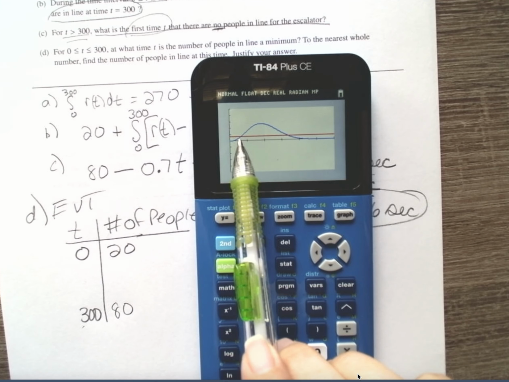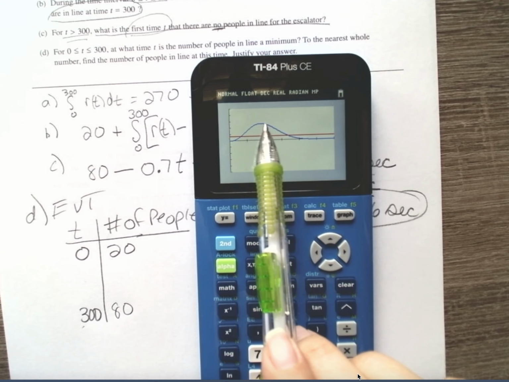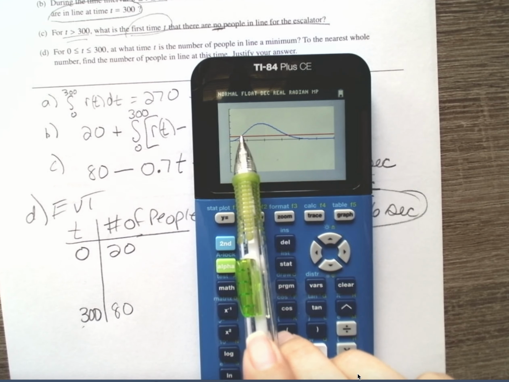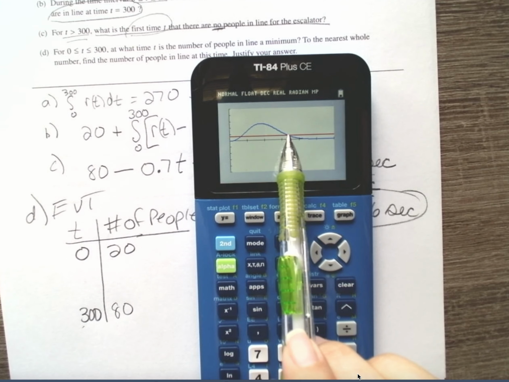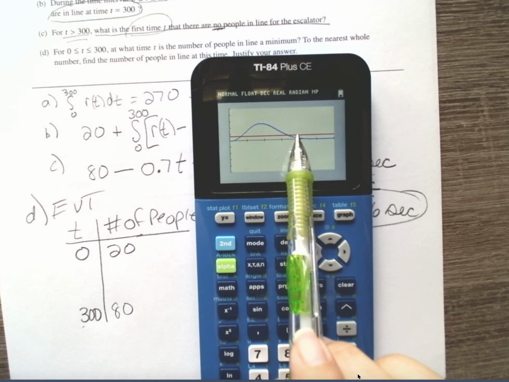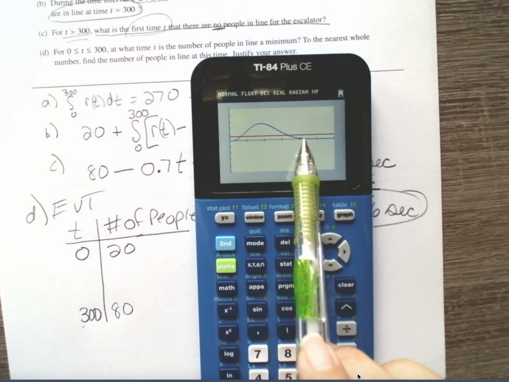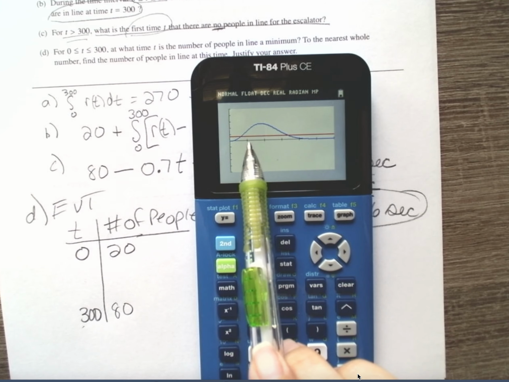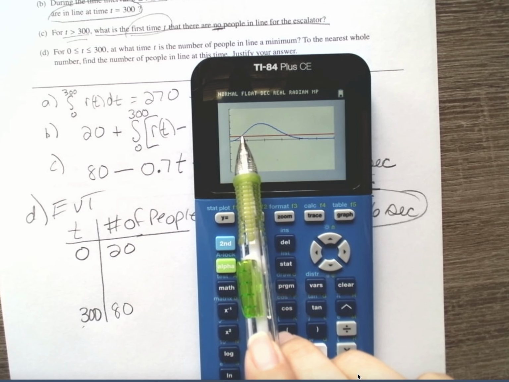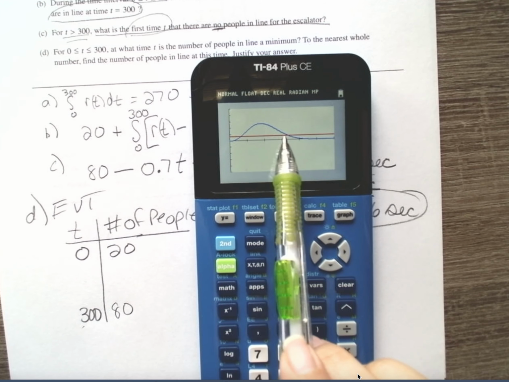But from this time until this time, notice the rate they're getting in line far exceeds the rate they're getting out of line and getting on the escalator. So from here to here, the number of people in line would actually be increasing. And then starting right here, notice the rate they're getting in line is less than the rate they're getting on the escalator, so the number of people in line would be decreasing until, of course, we know it finally reaches 0. So the time I think we're really interested in is this one. Both of these are critical numbers.